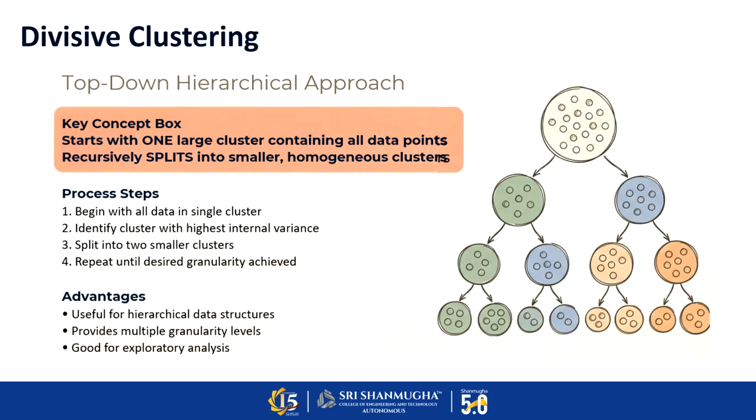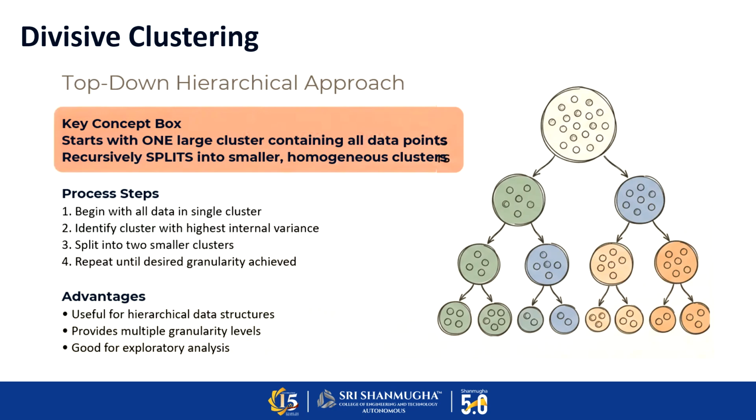Agglomerative clustering. So what are the steps? Step 1. Start with each point as a cluster. Step 2. Find closest clusters. Step 3. Merge them. Step 4. Repeat until one cluster remains.